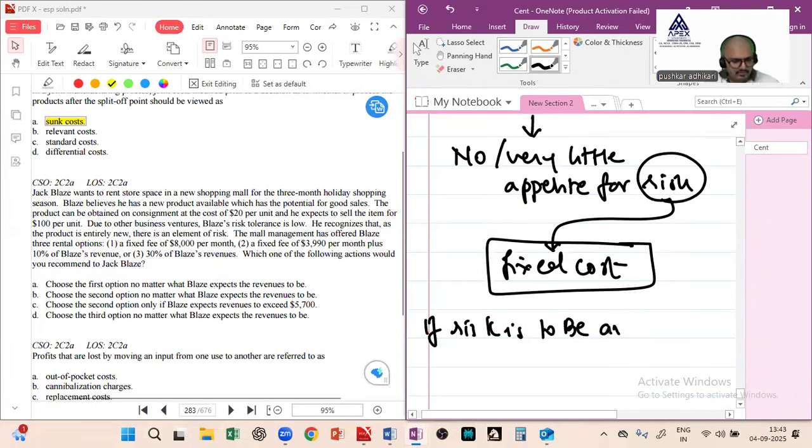Just a second. The tablet seems to have malfunctioned.